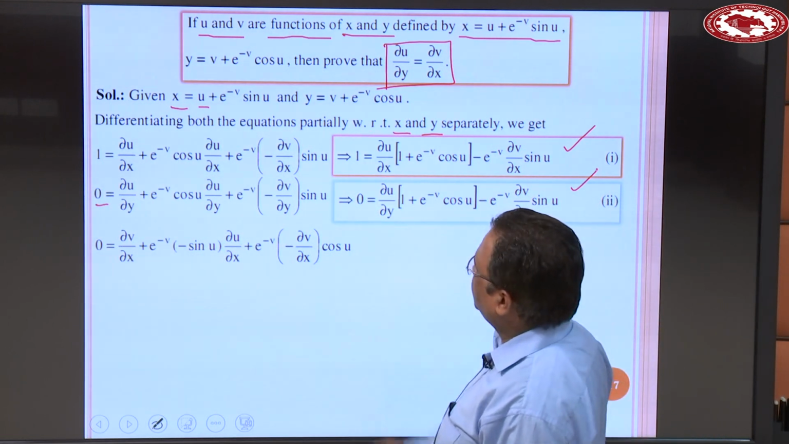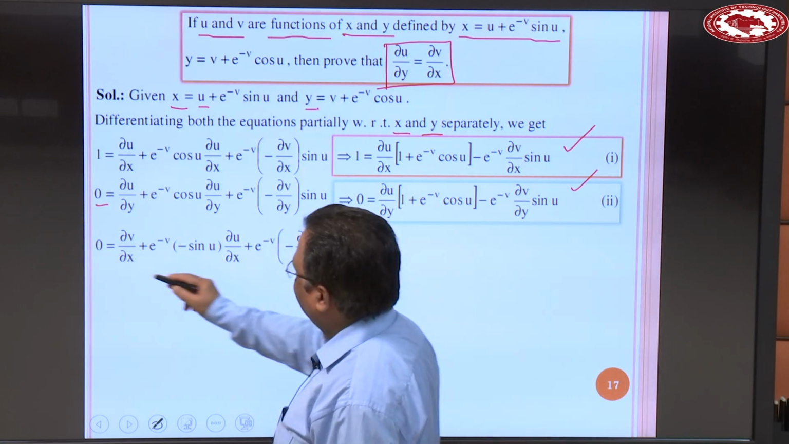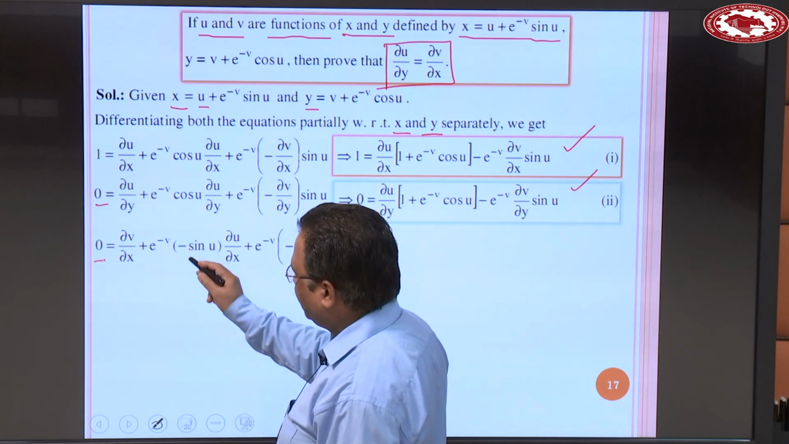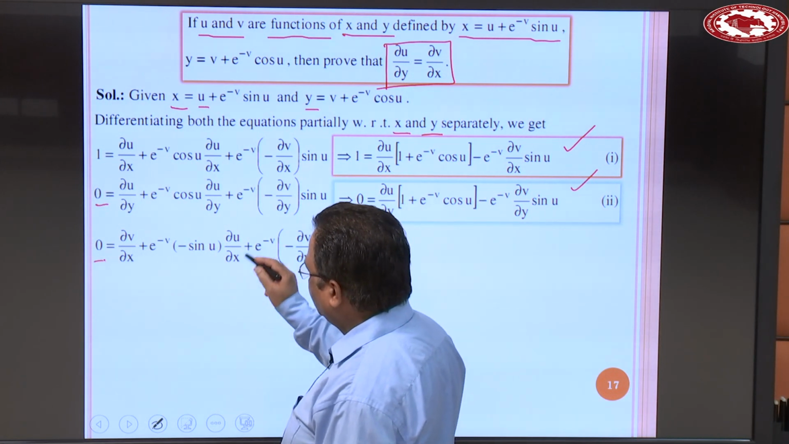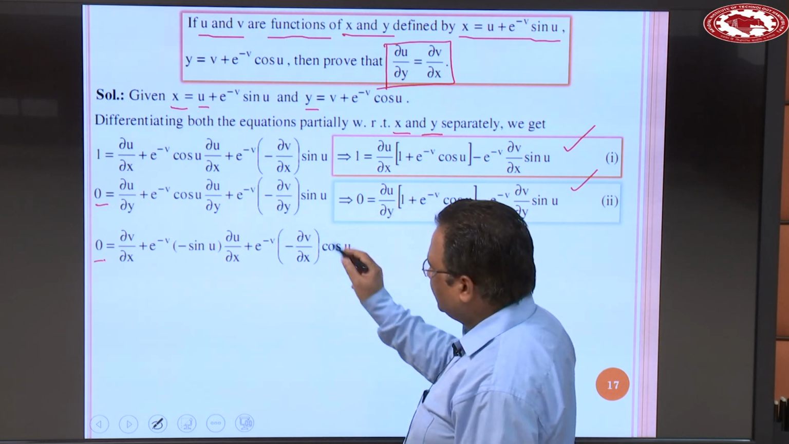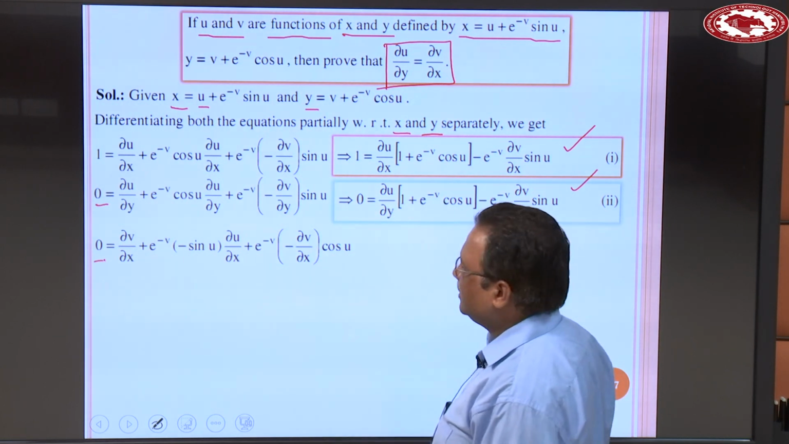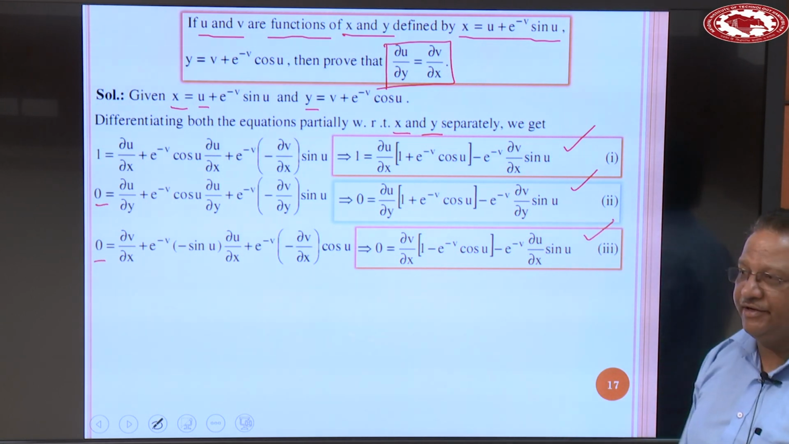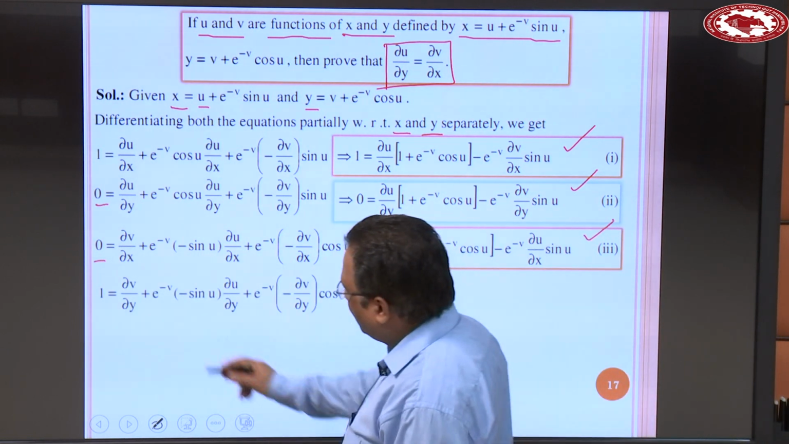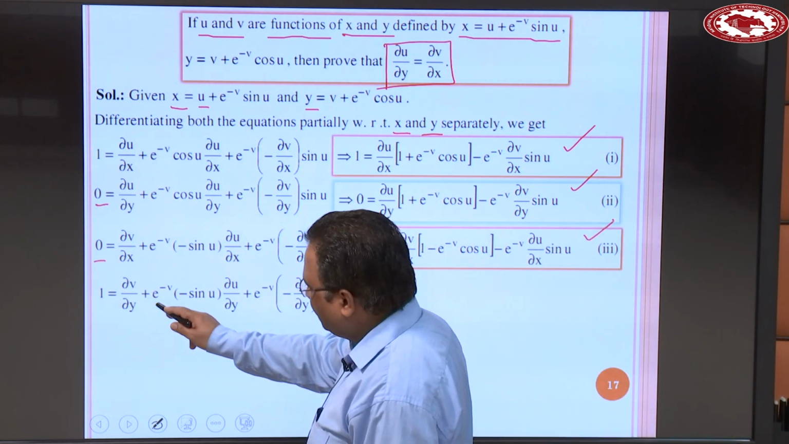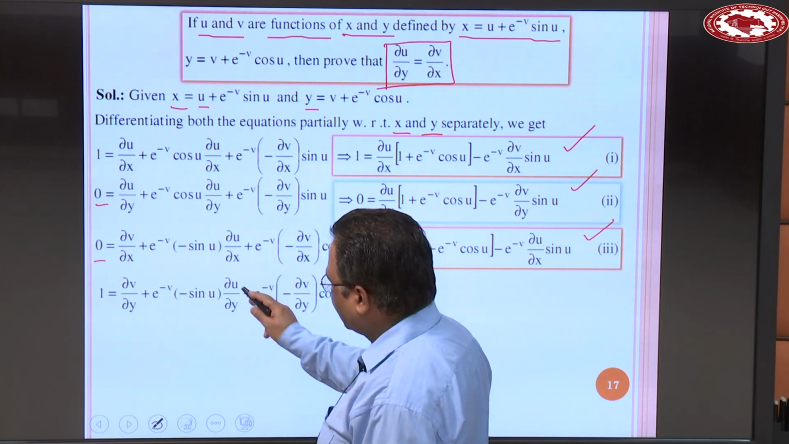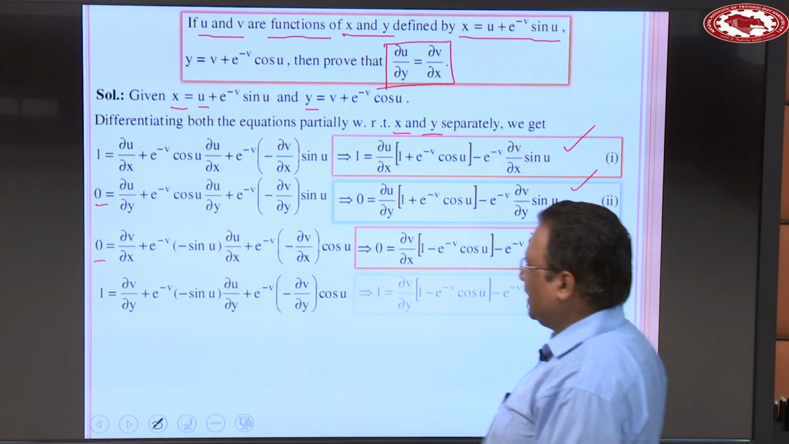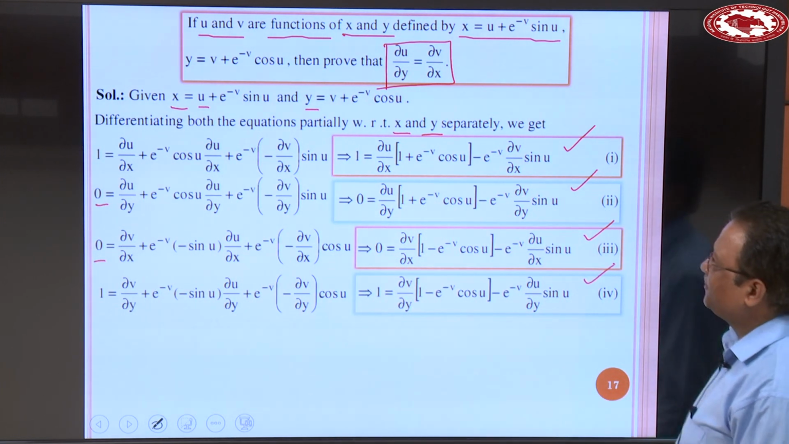differentiate this second equation with respect to x. So, with respect to x, 0 is equal to curly v over curly x plus e raised to power minus v within the bracket minus sin u curly u over curly x plus e raised to power minus v within the bracket minus curly v over curly x cos u, and after simplification we obtain this equation number 3. And the last one: 1 is equal to curly v over curly y plus e raised to power minus v within the bracket minus sin u curly u over curly y plus e raised to power minus v within the bracket minus curly v over curly y cos u, and after simplification we obtain this value.